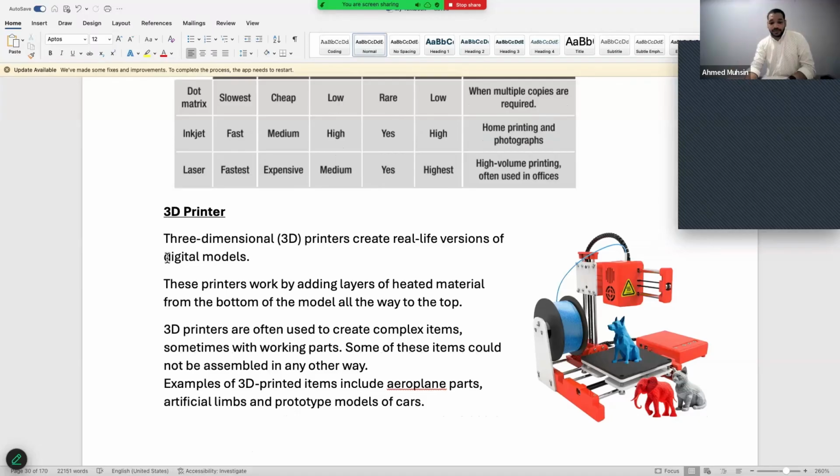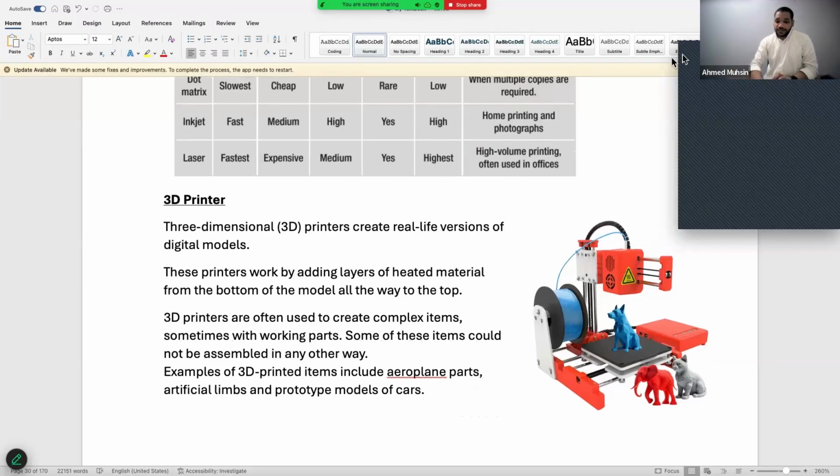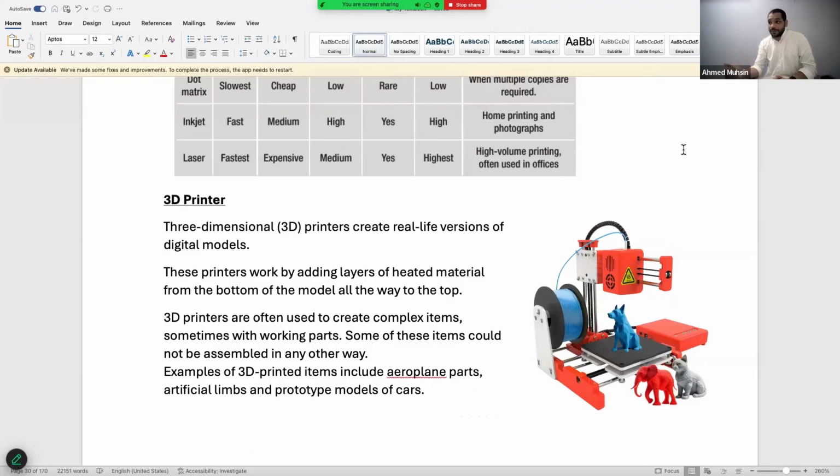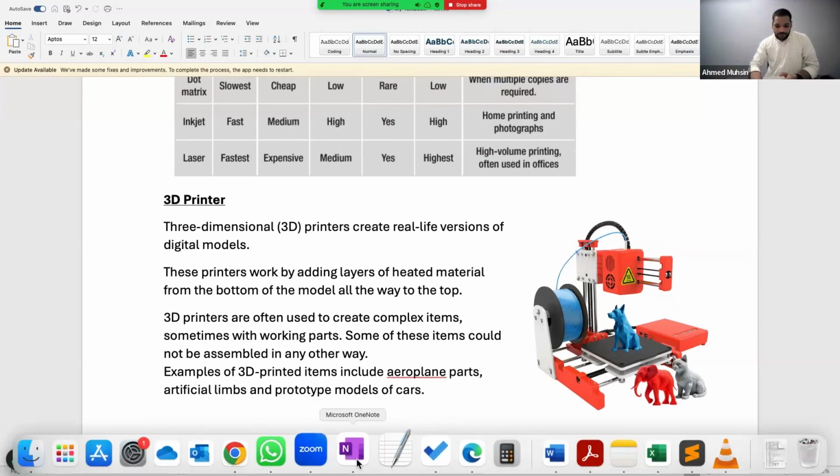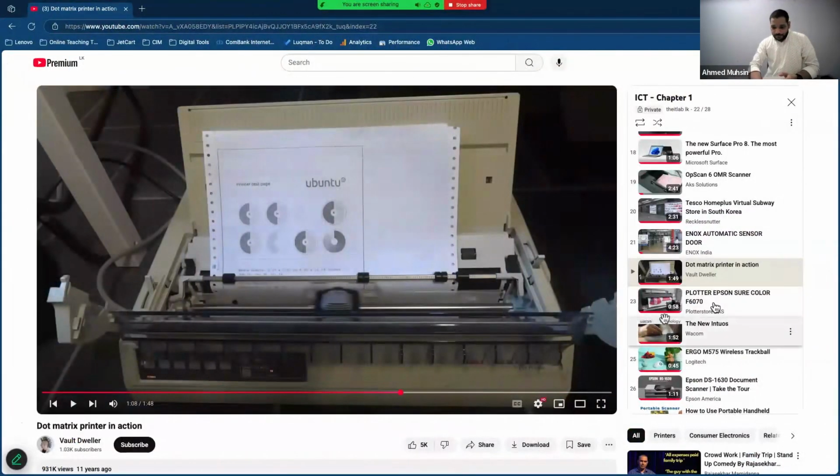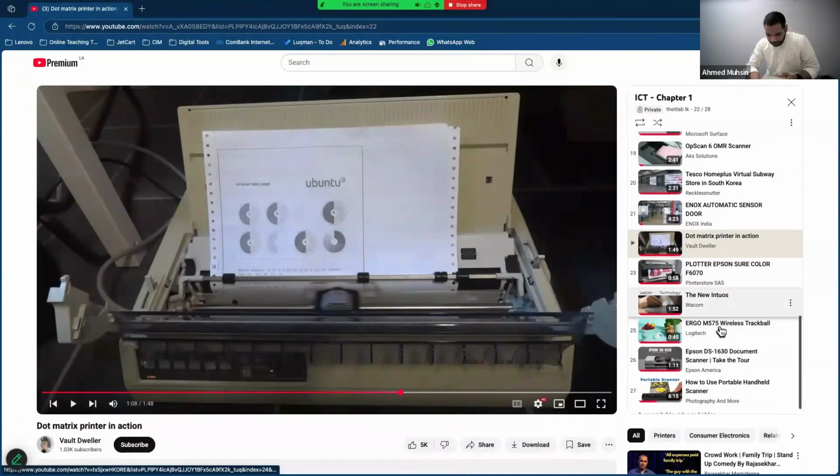Right, everybody, can we move on to 3D printers? So far, the printer we saw was producing a copy on a piece of paper. Now we are going to see a printer that can produce objects. So guys, you all read it. I'm going to just load up a video to give you all a brief description of what it can do.